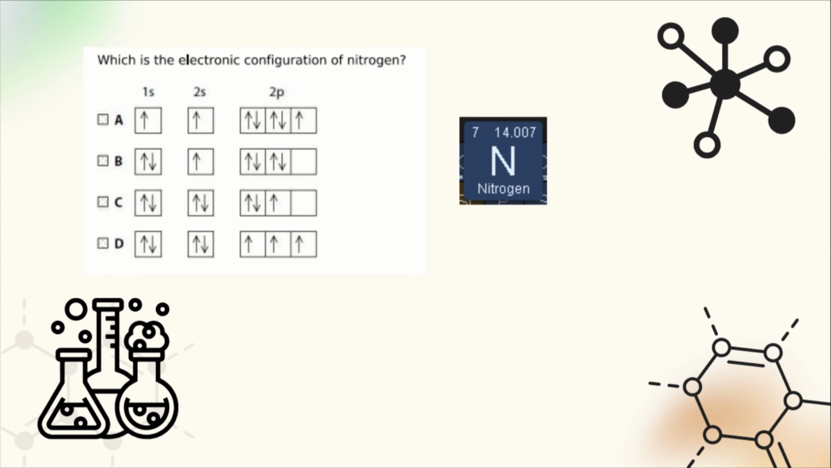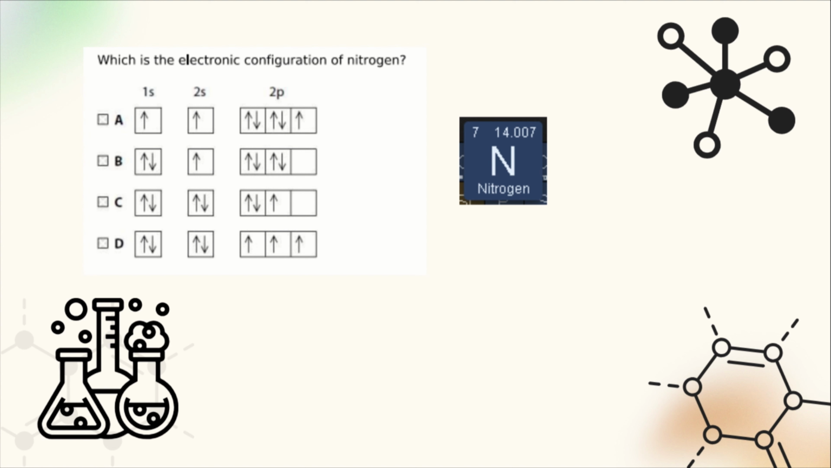What is the electronic configuration of nitrogen? Nitrogen has 7 electrons. All of these options have 7, but we need to make sure we have the correct one. The first one has started to fill 2p before it has completely filled 1s and 2s, which is wrong. We have to fill lower energy first, then we move on to higher energy.